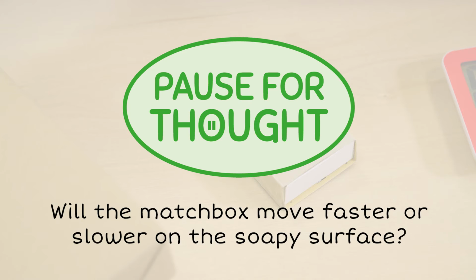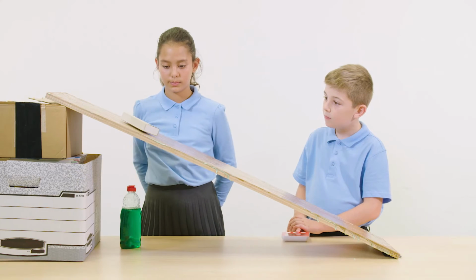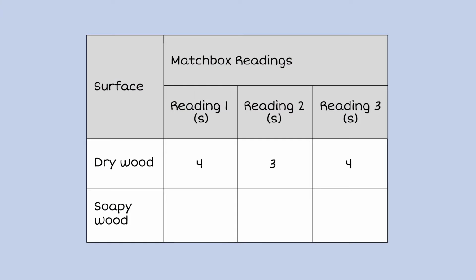Will the matchbox move faster or slower on the soapy surface? Why do you think this? I think the matchbox will move faster. The slipperiness will help the box go faster. Let's find out if our investigator's prediction is correct. Let's add this measurement to our table. We better repeat our measurements again.